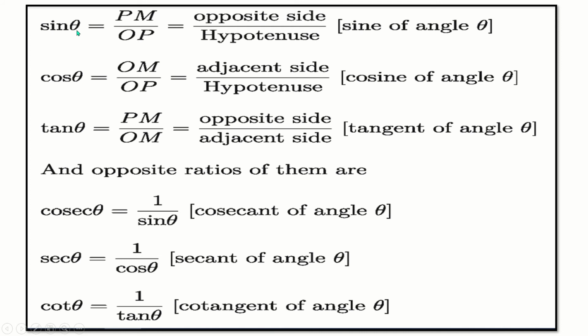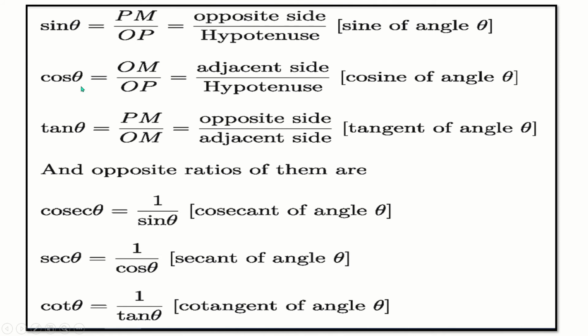As there is given angle theta, this is accurate, and this is equal to, we can write PM by OP. PM is the opposite side, OP means hypotenuse, and we have to read sine theta, meaning sine of angle theta. Other than theta, sine is valueless, meaningless. Other than theta, cos is meaningless or valueless. So the angle is very important. So sine theta is equal to opposite side by hypotenuse.